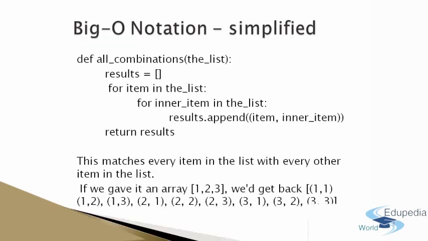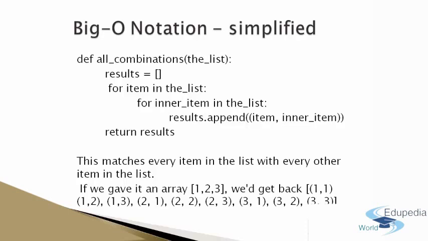Now let's go to this example. In this example, we have a method all_combinations. So it's def all_combinations, and in the parameter, we are passing the list. Then we have results equal to a plain array. Then for item in the list, so we are traversing all the items in the list. The list is our parameter to the all_combinations method.